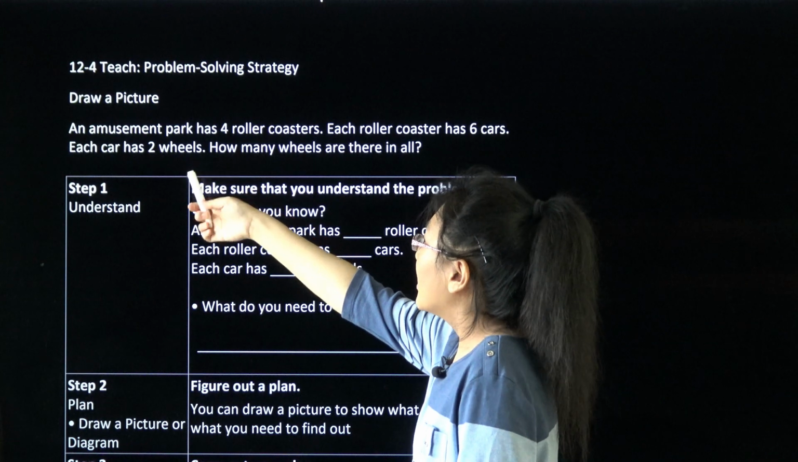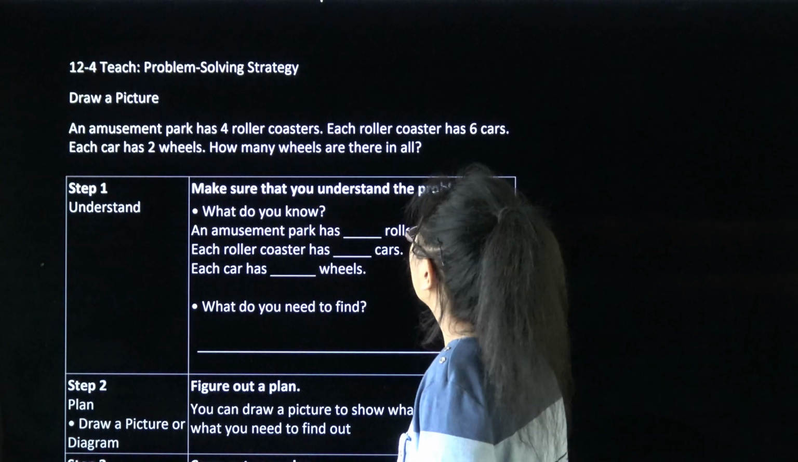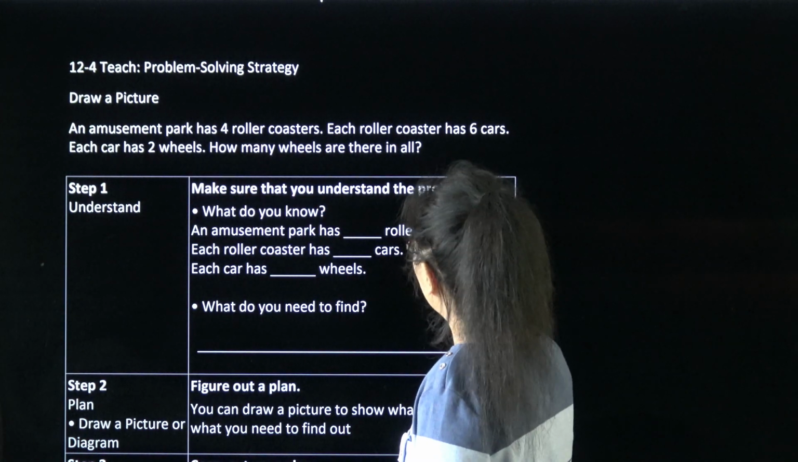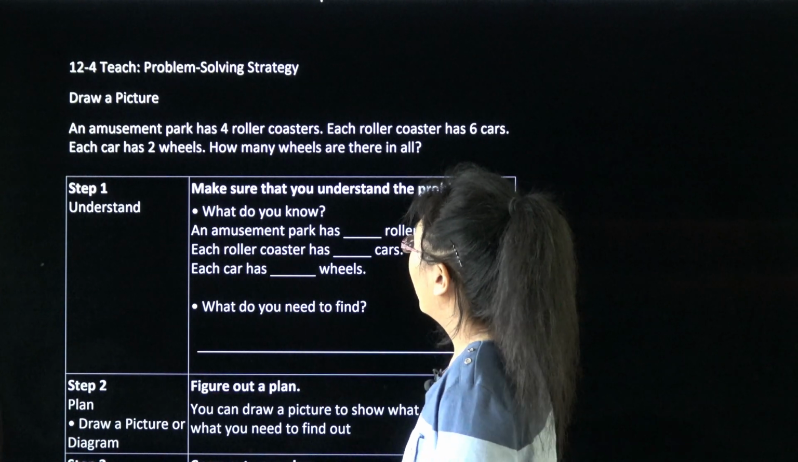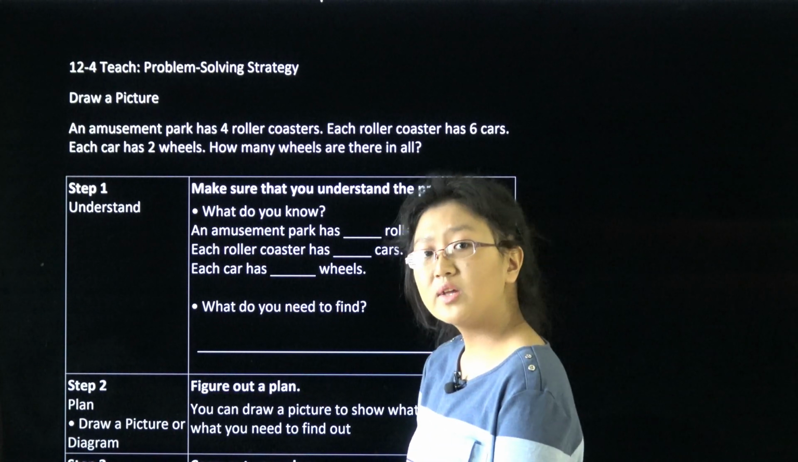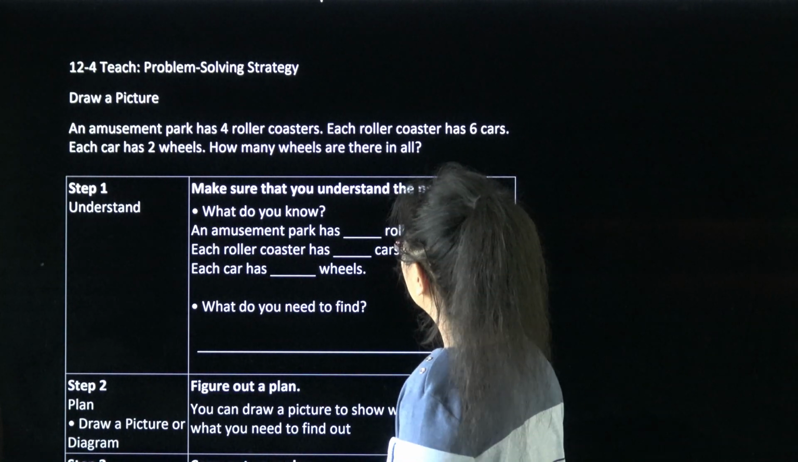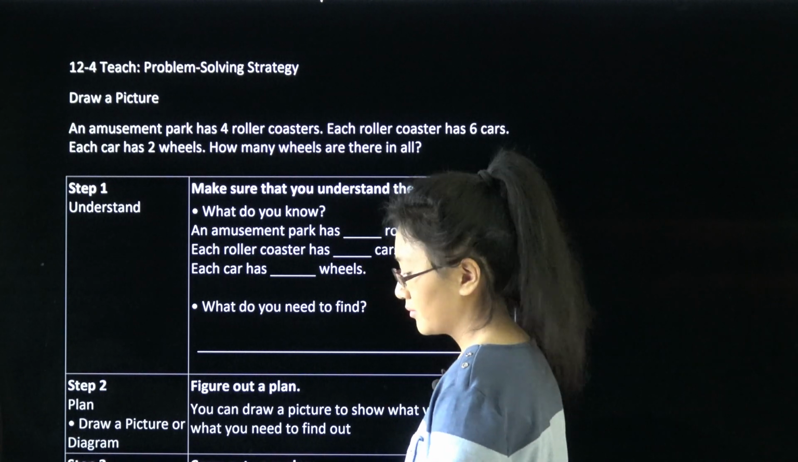So here's a question. An amusement park has 4 roller coasters. Each roller coaster has 6 cars. Each car has 2 wheels. How many wheels are there in total, or in all?